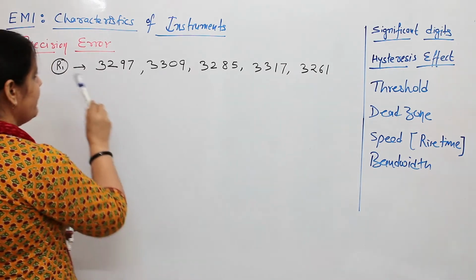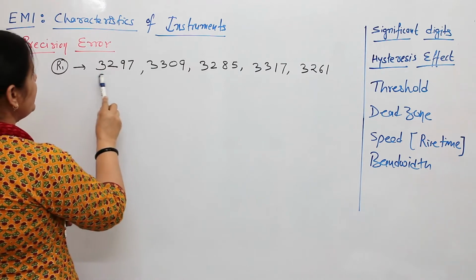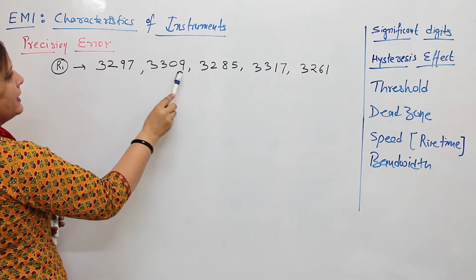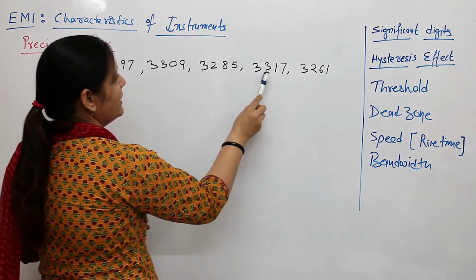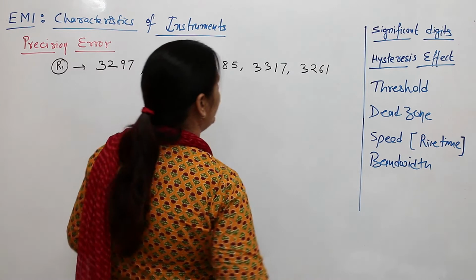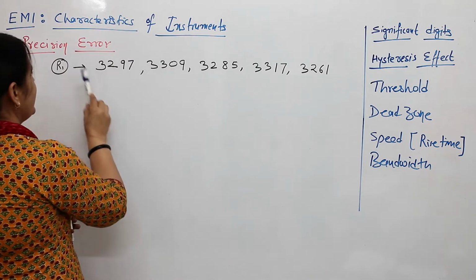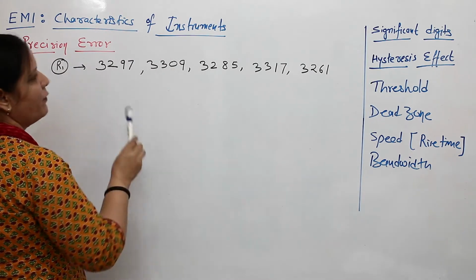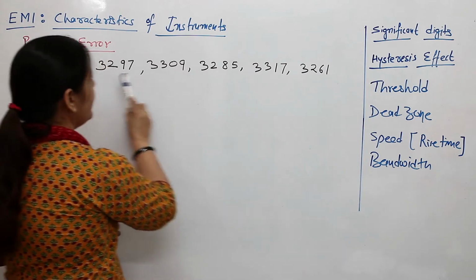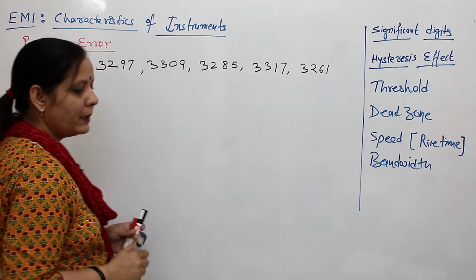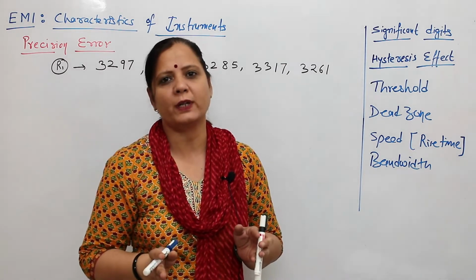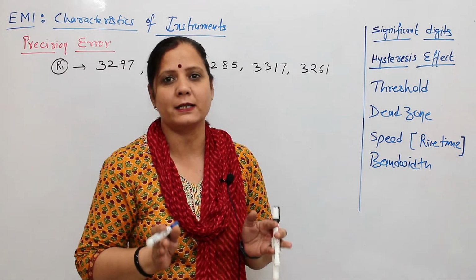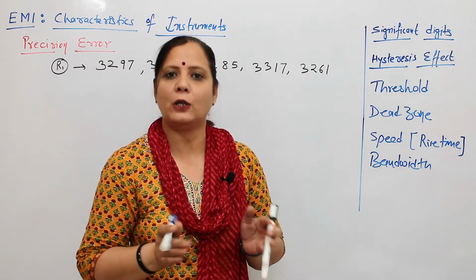The readings were 3297 ohm, 3309 ohm, 3285 ohm, 3317 and 3261. When we measured the same resistance 5 times with our given instrument, the readings were like that. But the instrument's display system has two significant digits and it has a display with the unit kilo ohms.